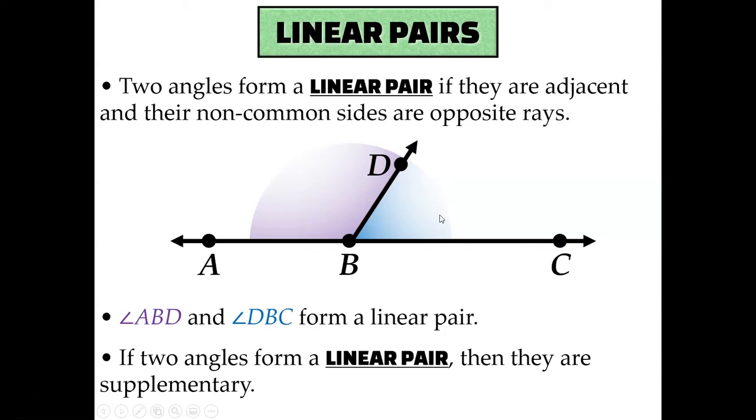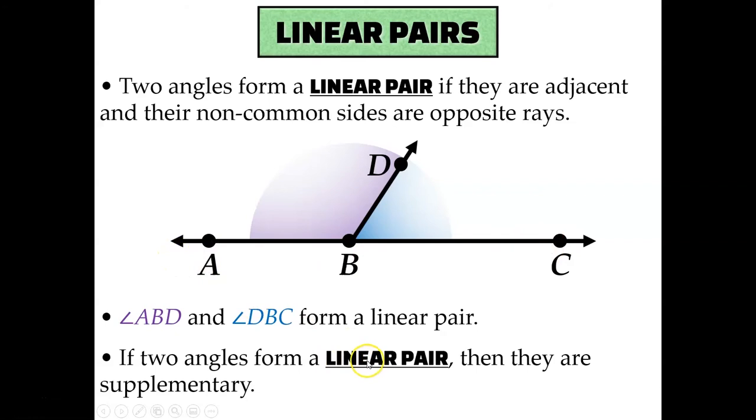And the reason is because, first off, they're adjacent. These two angles share side BD and vertex B. And also, they're formed from opposite rays. Ray BA and ray BC are opposite. They both start at B, but one goes off to the left, the other goes off to the right. Points A, B, and C are collinear. In other words, they all lie on the same line.